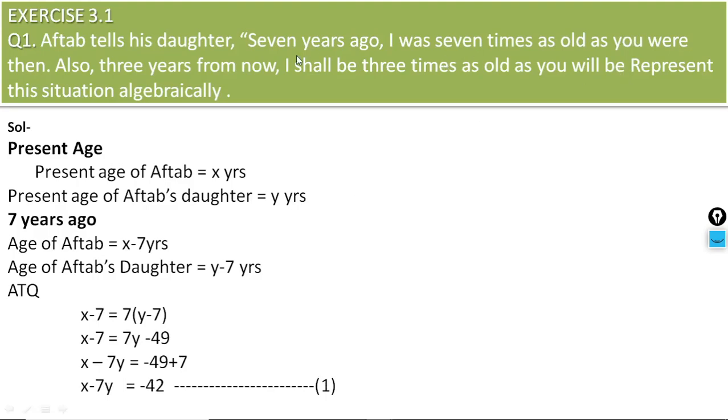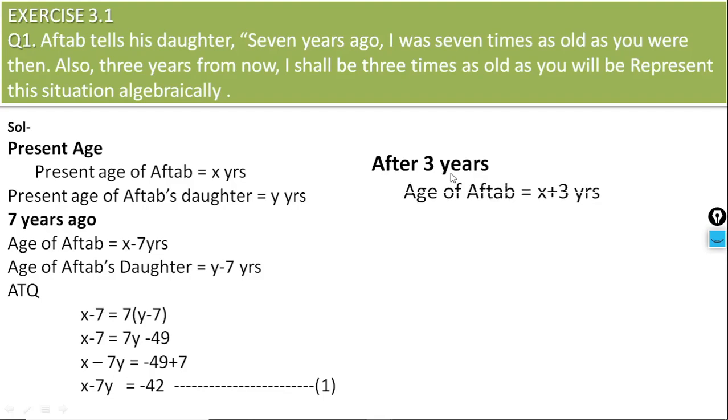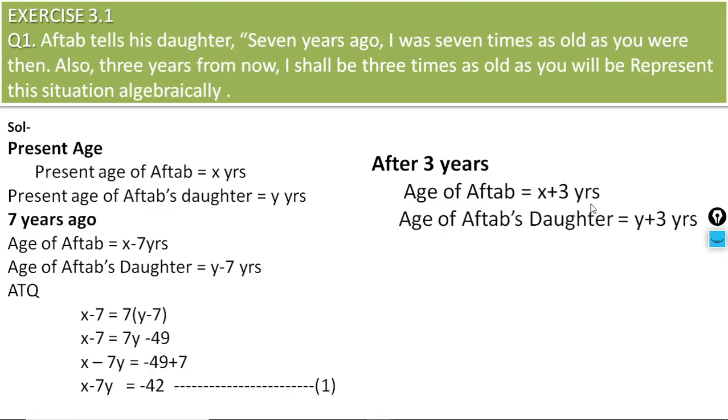So we continue reading the statement. See, in the second case also, 3 years from now. 3 years from now means after 3 years. So we have to move to the situation where it is given after 3 years. So we write the age of Aftab will be x plus 3 years and the daughter would be y plus 3. Again I shall be 3 times as old as you.